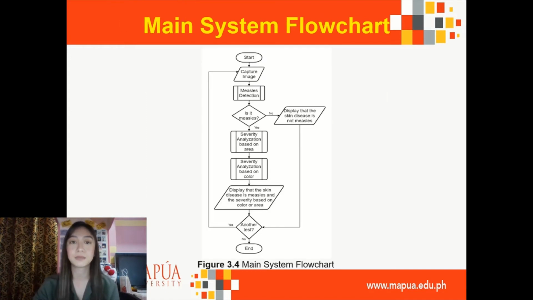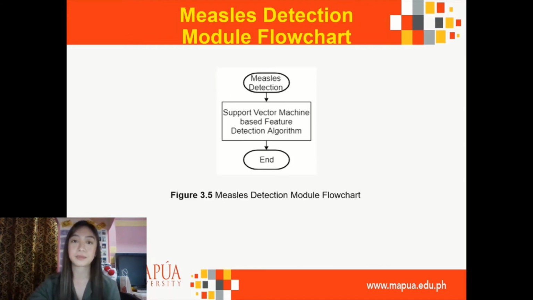For our main system flowchart, the captured image will be processed using image processing techniques to detect if the rash is measles. If it is classified as measles, the system will measure its severity in color and area. The results are then displayed on the LCD. For our measles detection module flowchart, the input image is used in an SVM-based feature detection algorithm that is developed from the feature map from the training process.